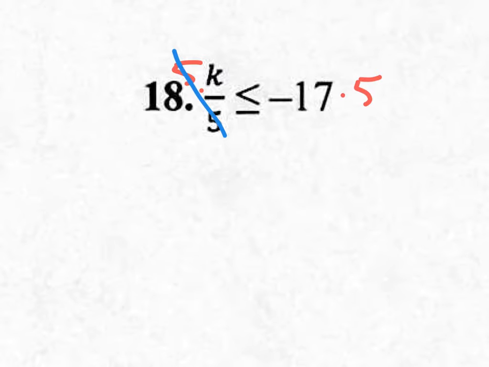So what do I have left? Well, the k comes down. That's what I wanted. I wanted the variable by itself. And let me ask you this. Did I multiply or divide by a negative? No. So I am not going to mess with the inequality. I want to keep it exactly the same.